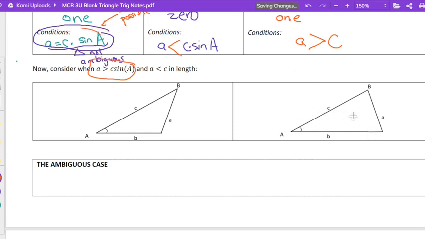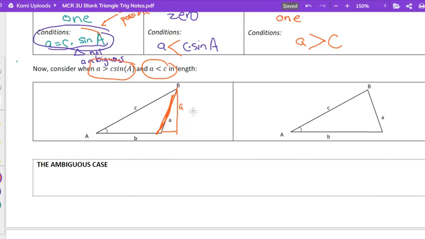But A is smaller than C. Right here we're talking about A is bigger than C. Well, what if we're between these two criteria? So it's longer than making a 90-degree angle, right? The shortest possible length to make a triangle would be this length. But what if it's a bit longer? Do you see how this slanted A is a bit longer than the vertical one?